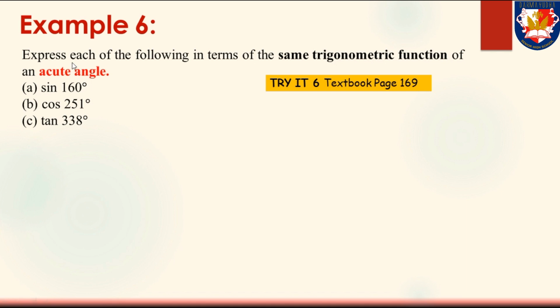Example 6. Express each of the following in terms of the same trigonometric function of an acute angle. A. Sine 160 degree, B. Cosine 251 degree, C. Tangent 338 degree.